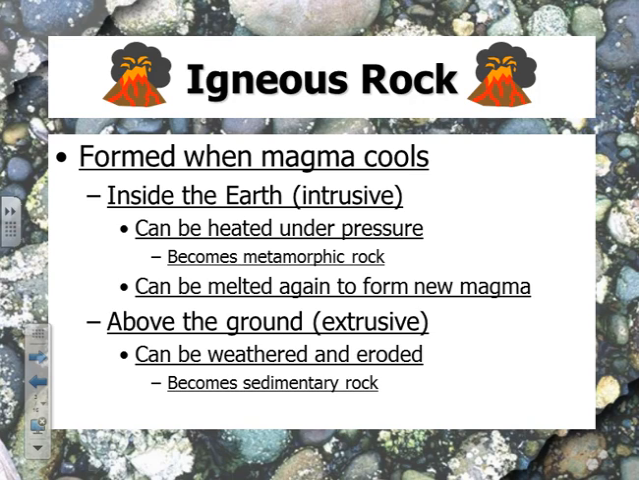So when an igneous rock is formed inside the earth, we call it intrusive. We call it an intrusive igneous rock. This might happen in a magma chamber. And if that igneous rock is heated and undergoes a tremendous amount of pressure, it could become a metamorphic rock. Or it could be melted again to form new magma.